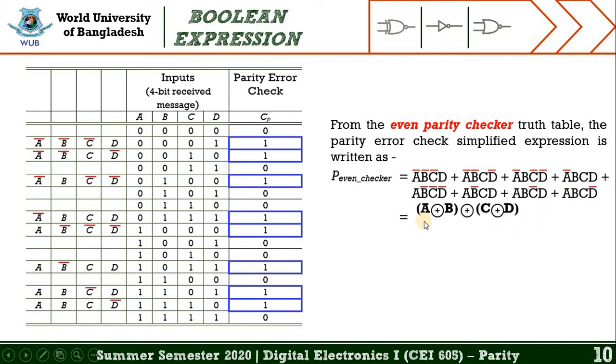If we simplify this expression, then inside of the first parenthesis we get A XOR B. The first parenthesis is completed. After that we get an XOR sign. After that the second parenthesis starts, and inside of the second parenthesis is C XOR D. So let's move into the next slide.